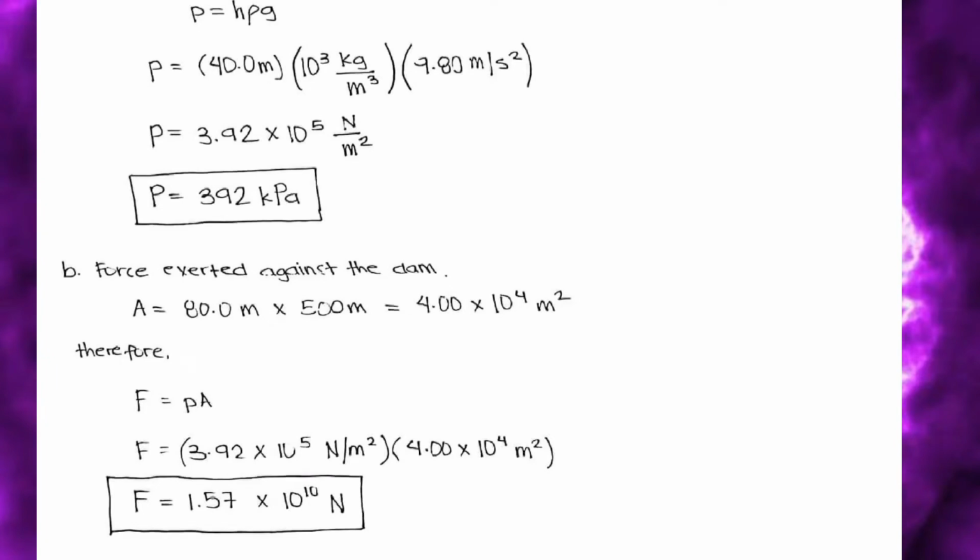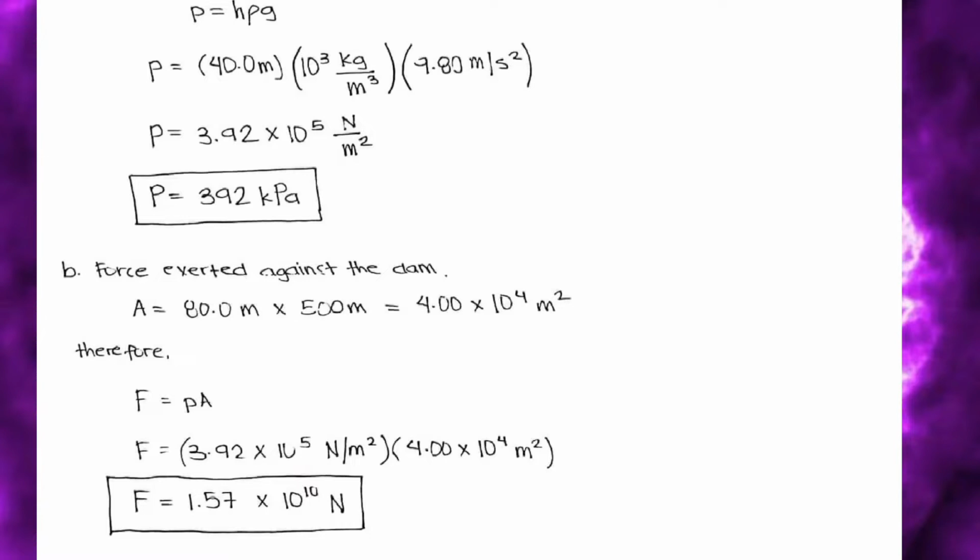So let's proceed. We solve for B, where we use the equation area is equal to the 80.0 meter height times the 500 meter width. So we come up with the answer of 4.0 times 10 raised to the power of 4 square meters. So therefore, we now have the pressure and the area, so we can solve the force.